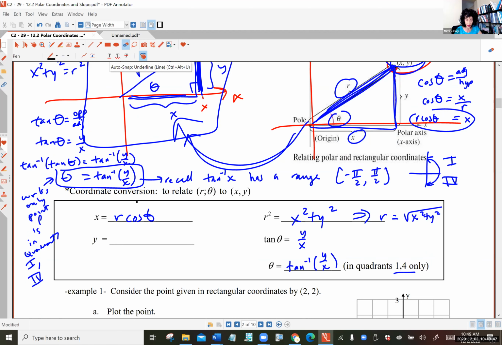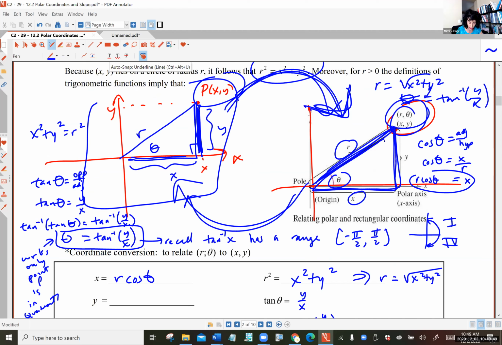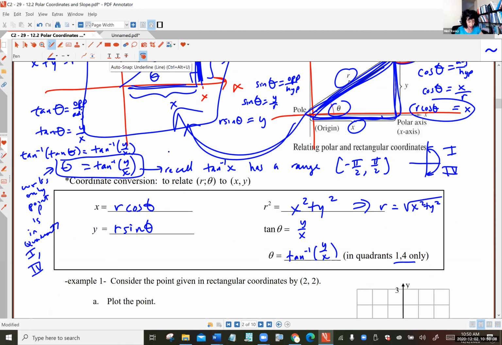And similarly, using this same right triangle here, if you needed to recover your y, you use the fact that sine theta is opposite over hypotenuse. So for us, sine theta is y over r. And then when you solve this formula for y, you get y is equal to r sine theta. So boom, a little bit of trig goes a long way. So there's all your coordinate conversion formulas.